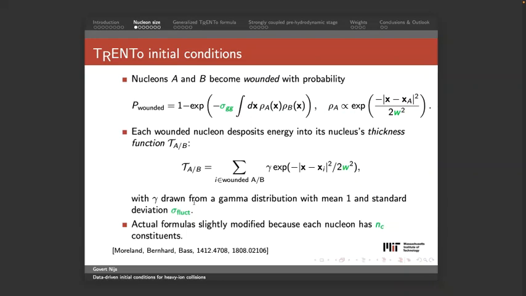One thing I didn't include, but what we did use in our paper, is that the actual formulas are slightly modified because we don't model the nucleon as a single Gaussian. We actually have constituents.